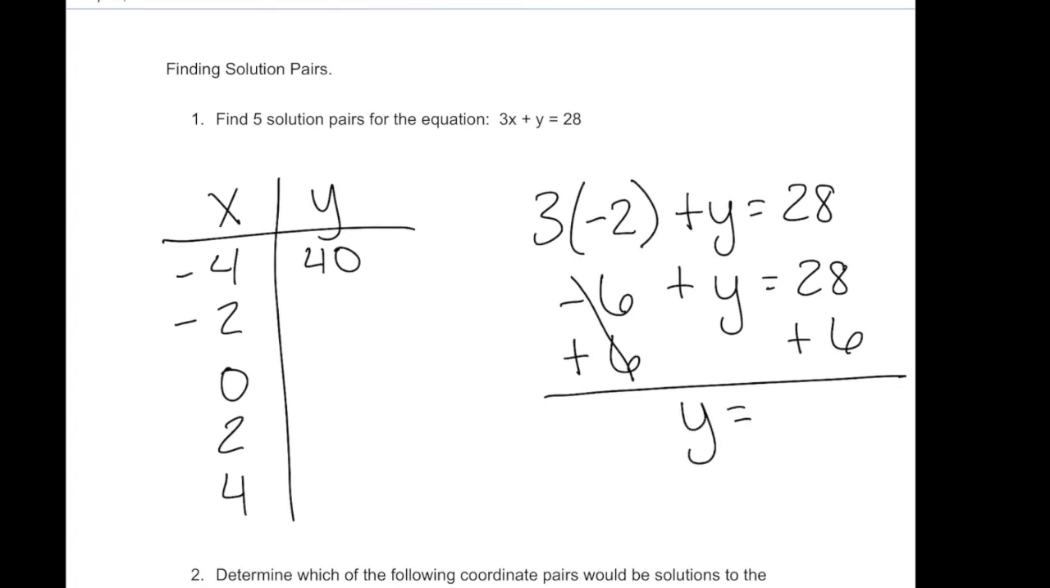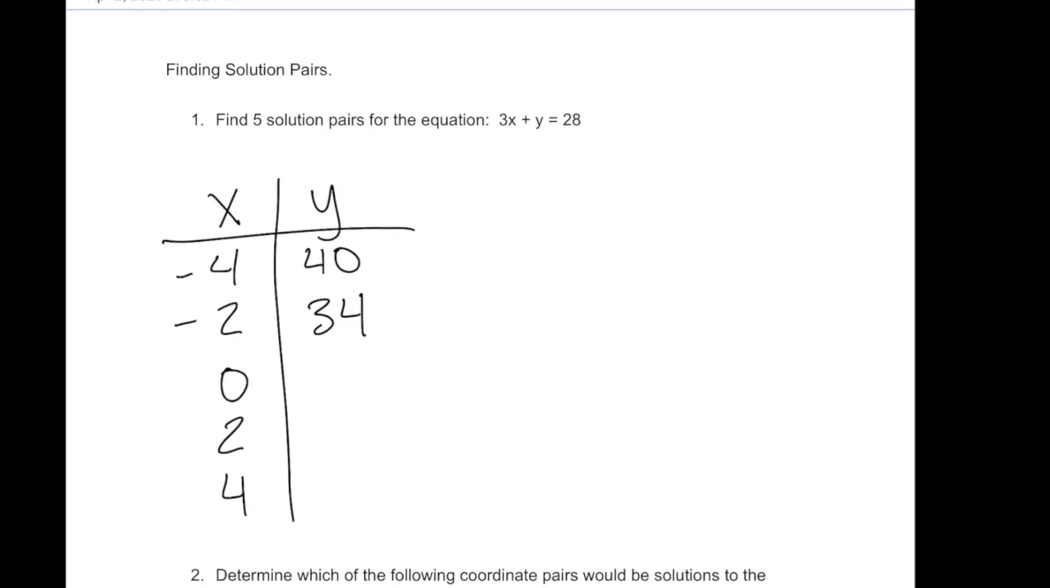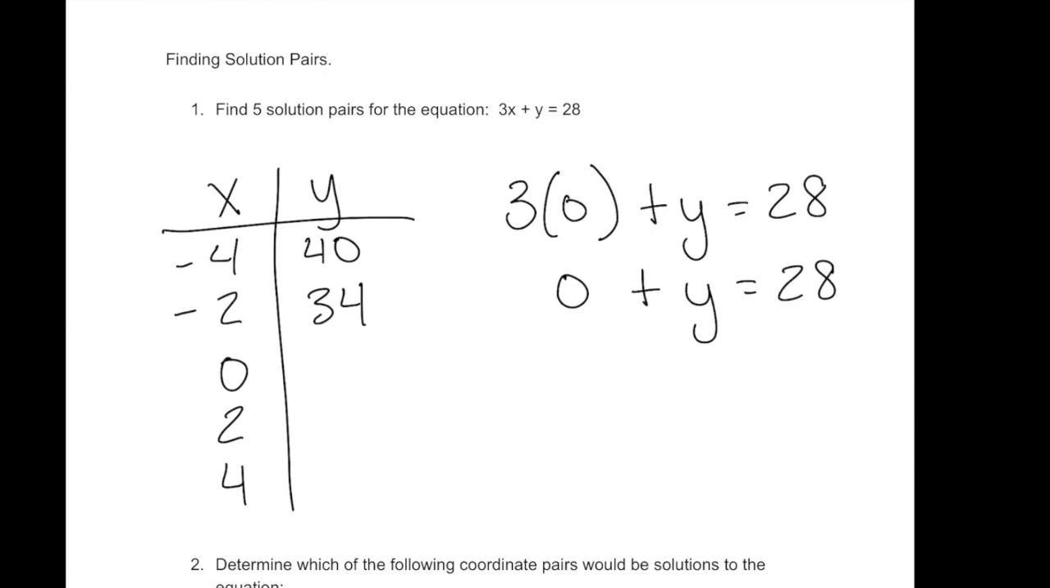Cancels, y equals 34. So if x is -2, y is 34. Next one, 3 times 0 plus y equals 28. 3 times 0 is 0. So y equals 28. If x is 0, y is 28.